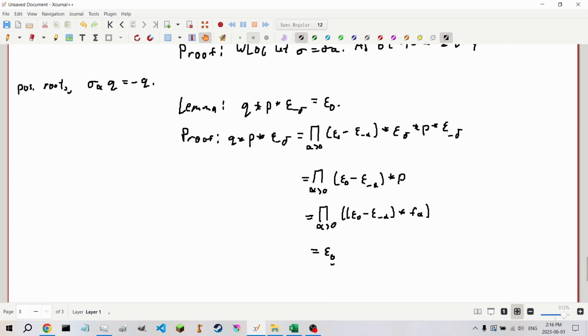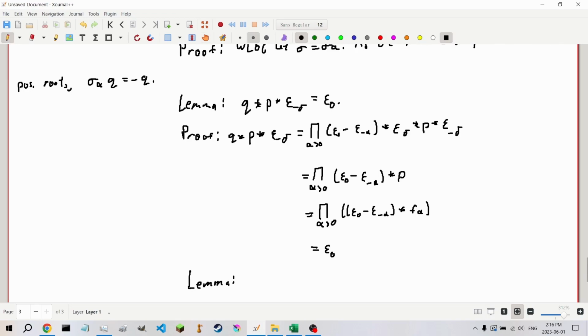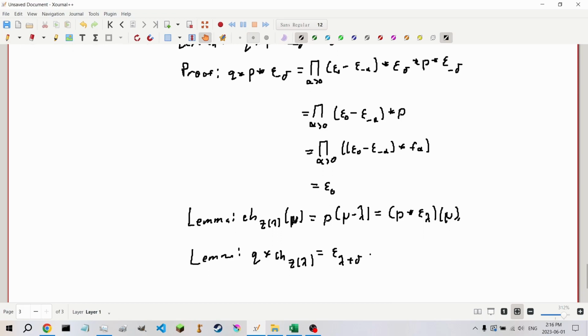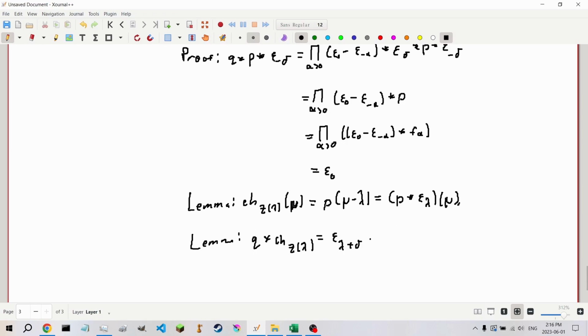This one I don't even bother really giving a proof, so I won't really bother giving a proof. The character of z lambda of mu is obviously going to be p of mu minus lambda, which is a convolution of p on epsilon of lambda on our mu. And another immediate lemma is that the convolution of q on the character of our z lambda is epsilon lambda plus delta. This is from our previous two lemmas now.